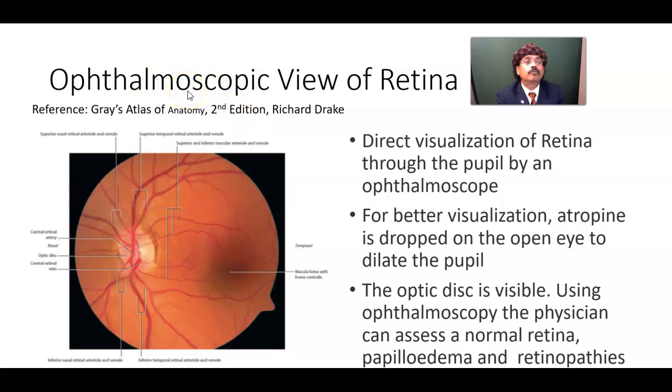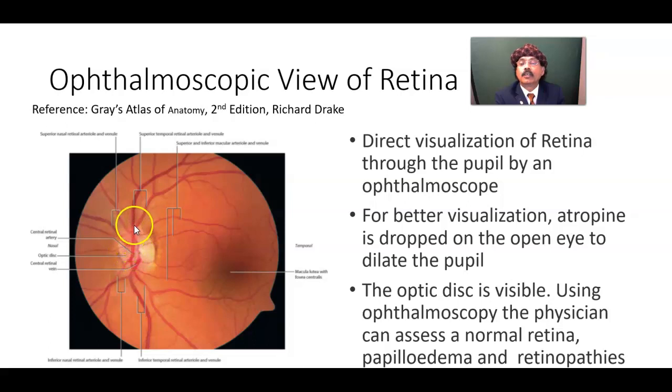The ophthalmoscope is a torch with a lens and light, and it is a very small device. It can directly visualize the retina. So here this is the optic disc from where the optic nerve comes out. Okay, and the central part of the optic disc is the optic cup.